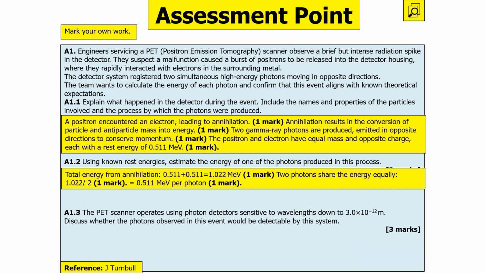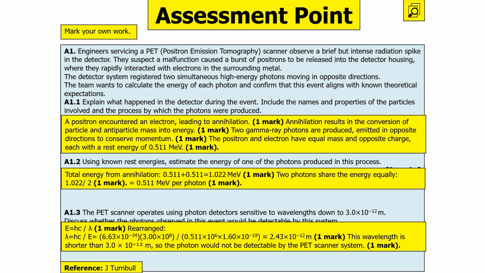Now the two photons produced will share this energy equally. So it's 1.022 divided by 2. So each photon has an energy of 0.511 MeV. Now, if you use E = hc/λ, we know λ = hc/E. Pop in all of our values. Remember to turn our energy from mega electron volts into joules. So we get our answer to be 2.43 × 10^-12 meters.